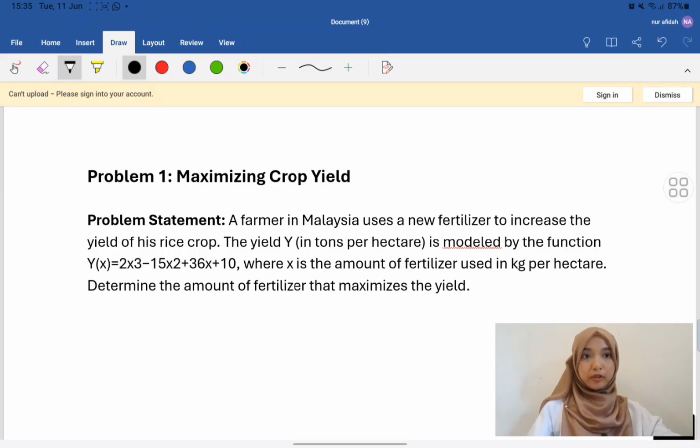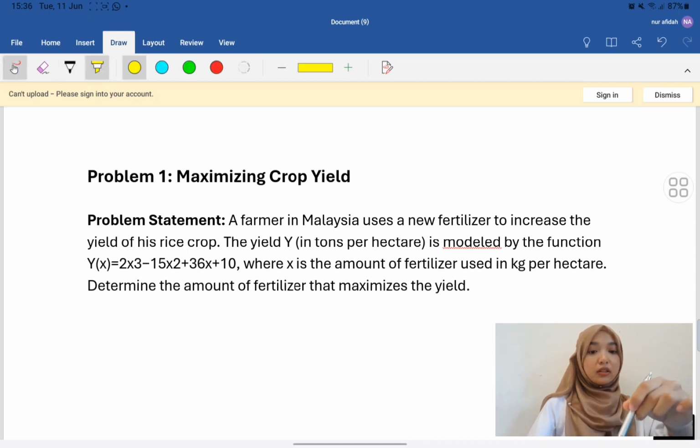Assalamualaikum warahmatullahi wabarakatuh. I'm going to solve problem 1, maximizing crop yield. The problem statement: a farmer in Malaysia used a new fertilizer to increase the yield of his crop. The yield Y in tons per hectare is modeled by this function, where x is the amount of fertilizer used in kilograms per hectare. So I will determine the amount of fertilizer that maximizes the yield.